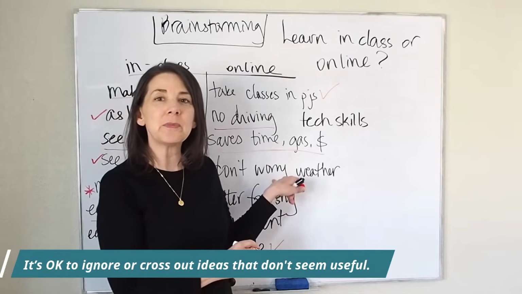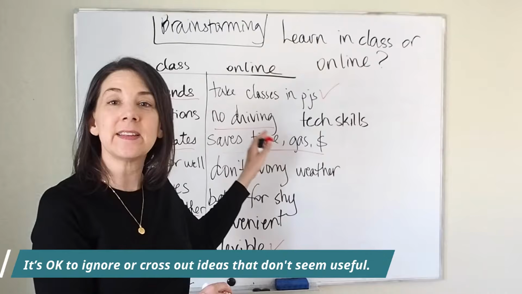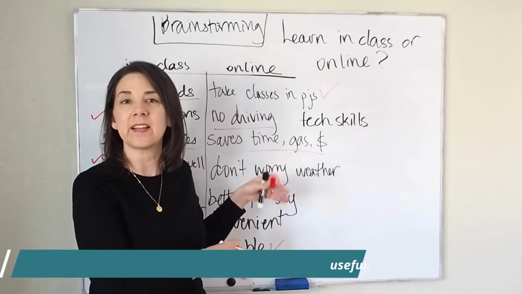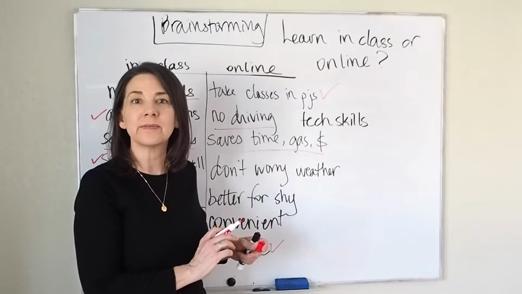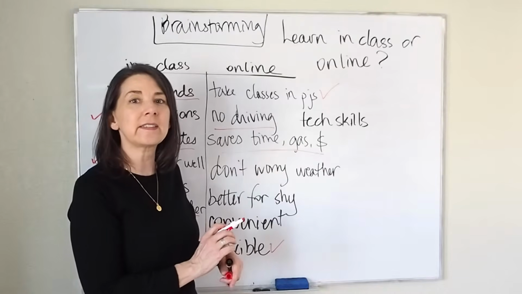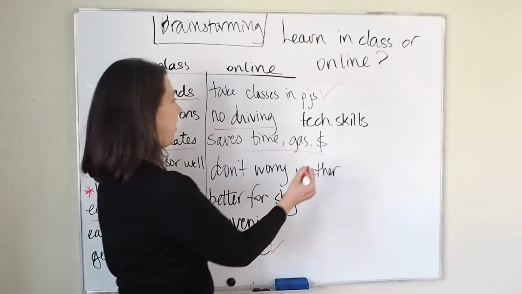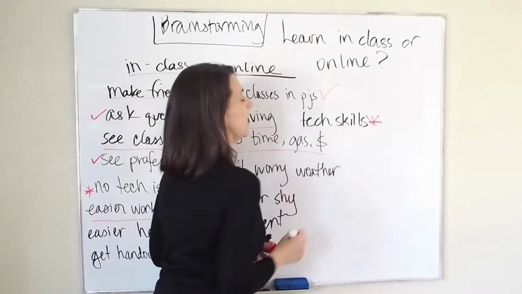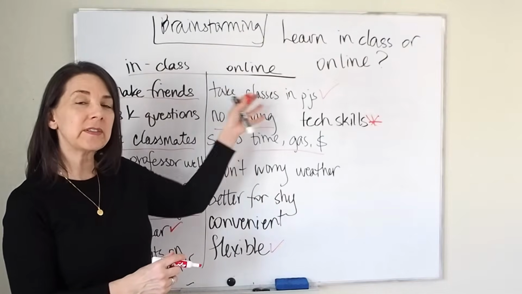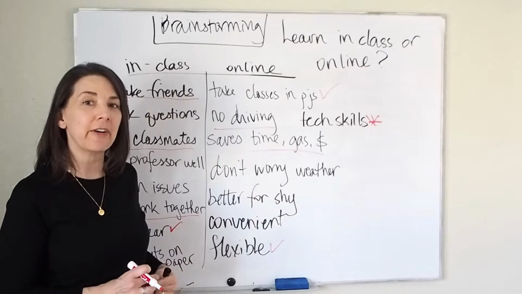But that's what we do when we brainstorm. We have ideas and then sometimes we say, I'm not going to use that idea, and then you just leave it alone. And finally, learning tech skills. That might be its own paragraph. So again, for this one, it looks like we have 3 different paragraphs.